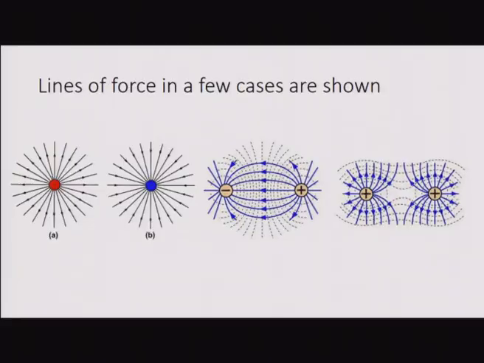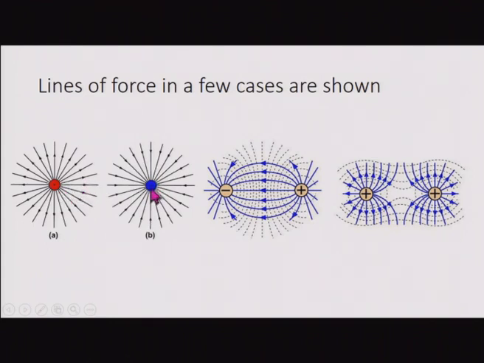Here we have shown some figures in which the lines of force are drawn. In the first one, at the center we have a positive charge. In this case the electric lines of force radiate outwards, and you can see the arrow marks shown here. The lines of force move away from the positive charge, which we call radiating outwards.